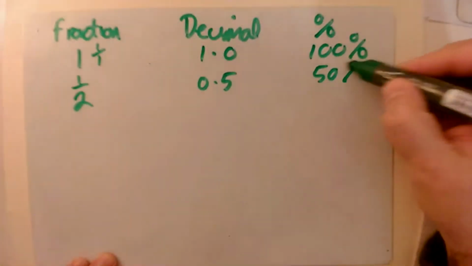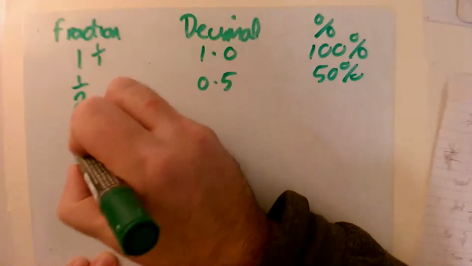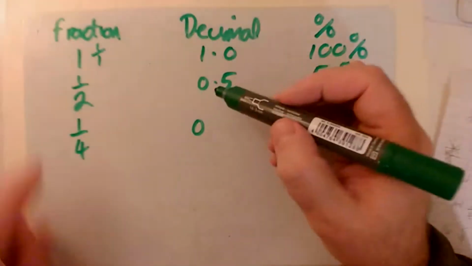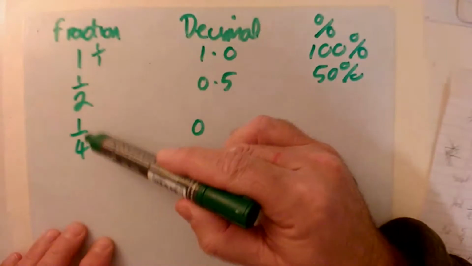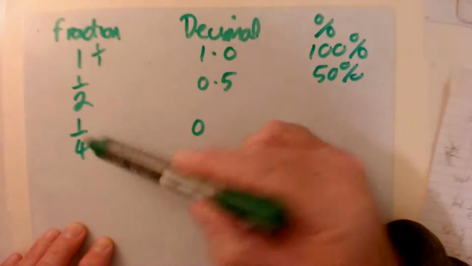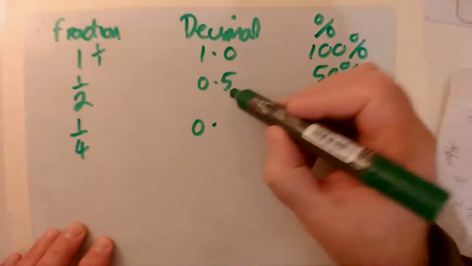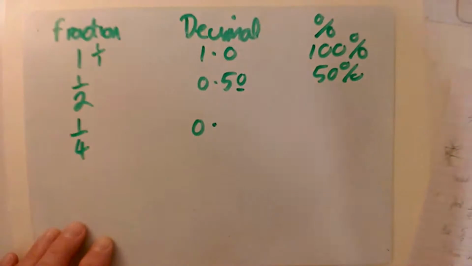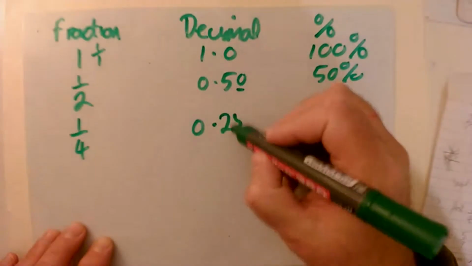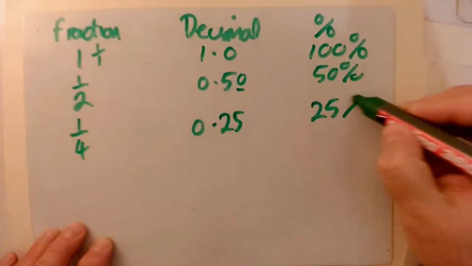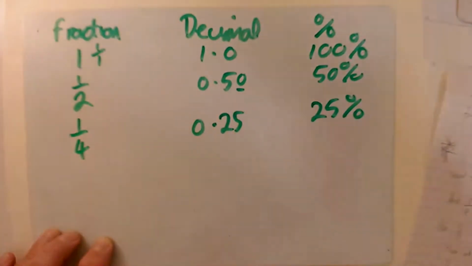And that's 50%. Then from there, we've got a quarter. A quarter is half of a half, isn't it? If you halve a half, you get a quarter, so we're going to half this as well. Remember, this decimal could also be 0.50, so we half 50 and get 0.25, and that's 25%.